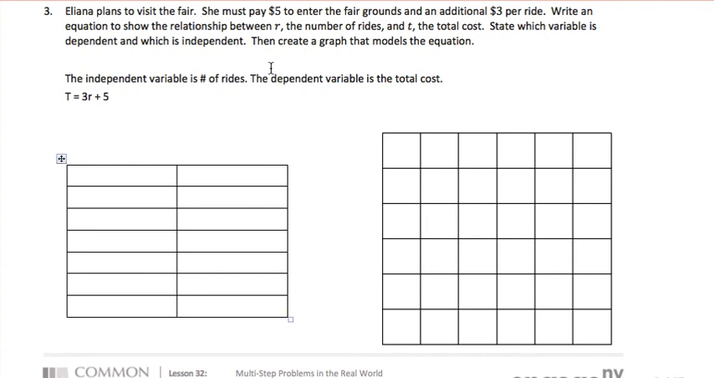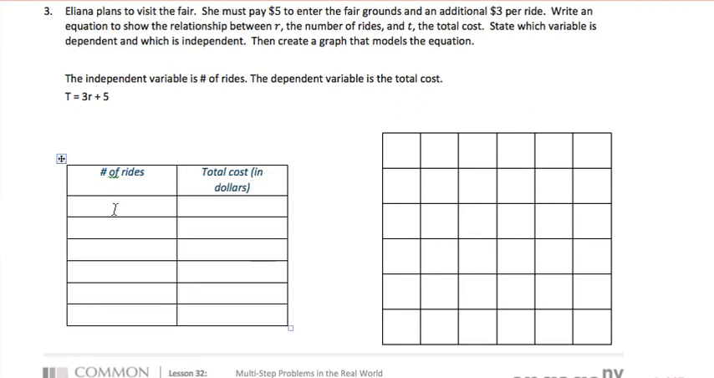We'll create a table where our independent variable, which is the number of rides, is listed on the left, and the total cost, which is our dependent variable, in dollars, is on the right. And we will start with 0 and go up through 5 rides. Cost in dollars, if you ride no rides, it's still $5 to get into the fair.